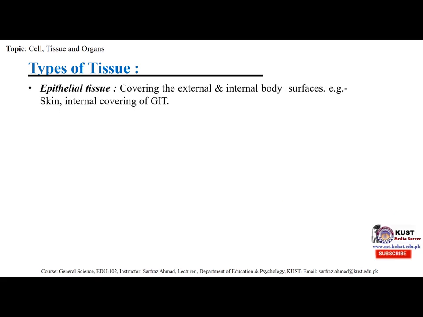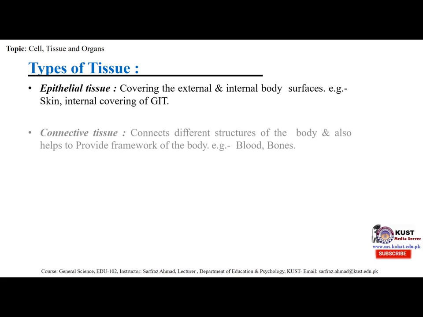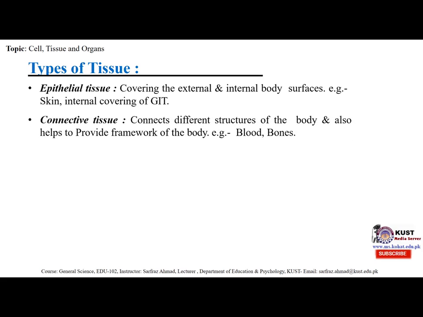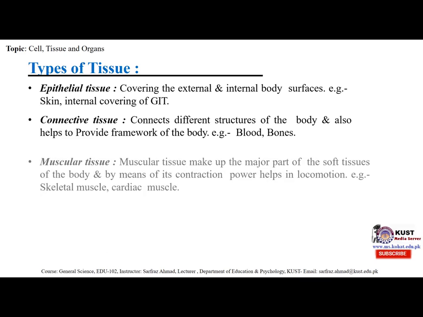Types of tissues: epithelial tissues cover the external and internal body surfaces, for example skin and the internal covering of the GIT. Connective tissues connect different structures of the body and also help to provide the framework of the body, for example blood and bones.